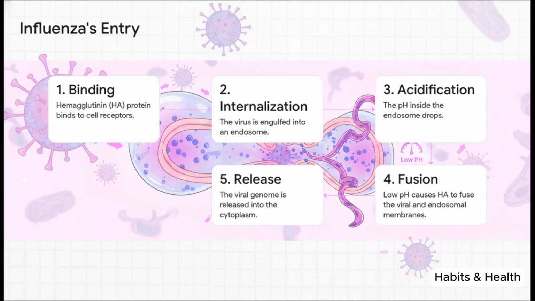So once it's inside that bubble, the cell naturally starts making the inside more acidic. And that drop in acidity, the lower pH, that's the trigger. It causes one of influenza's key surface proteins to radically change its shape. It basically springs open, shoots out a harpoon, and forces the virus's membrane to fuse with the bubble's membrane. And just like that, the viral genes are free inside the cell. It's an absolutely incredible little molecular machine.